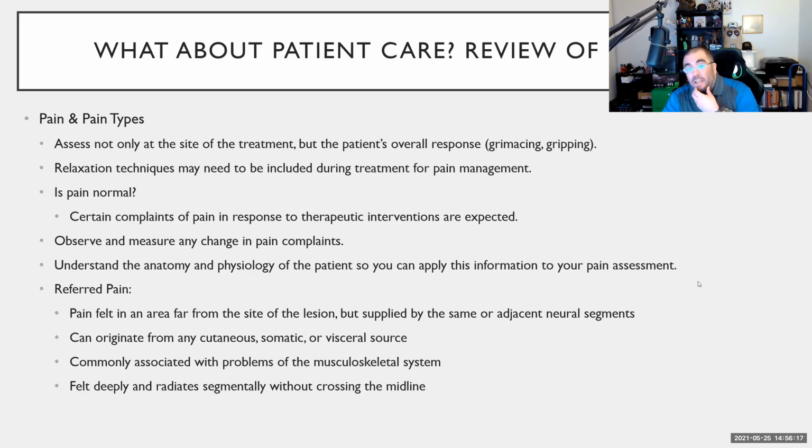Pain types. Assess not only the site of the treatment, but the patient's overall response: grimacing, gripping. What do they look like? What do we need to know if we're documenting pain in our SOAP notes? Because this is going to come into play in a little bit. This is taking a little longer than I expected. What do we need to have for pain in our SOAP notes? Location. Location, location, location, right? Just like residential real estate. Good. And also, location, let me say, exact if possible.